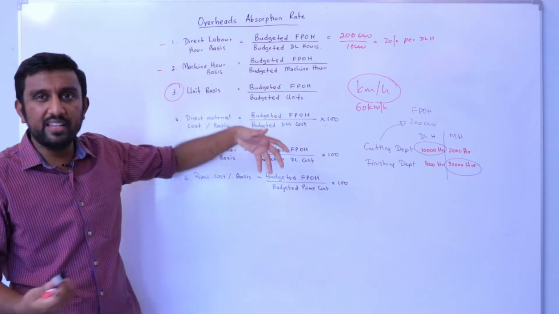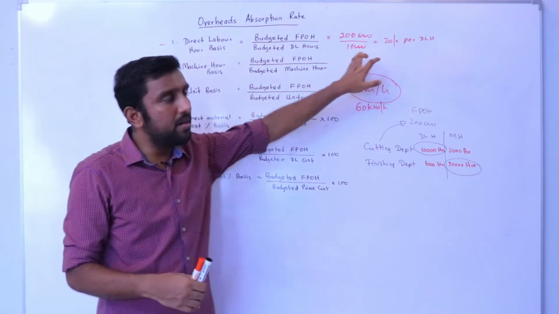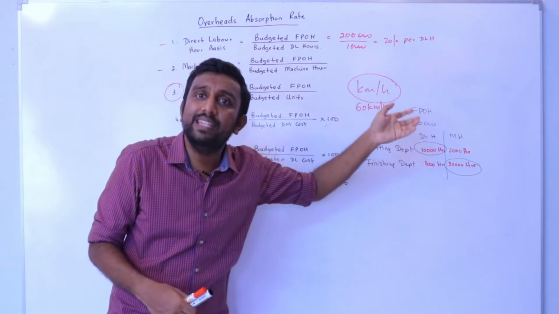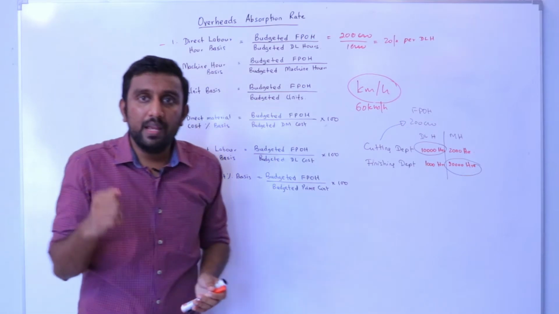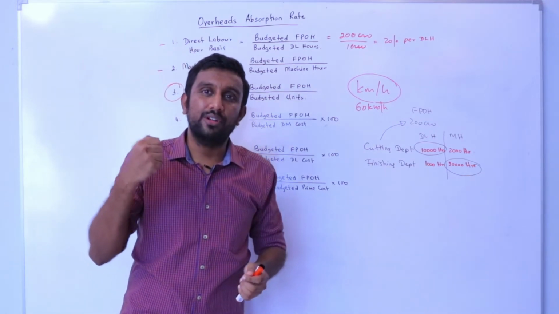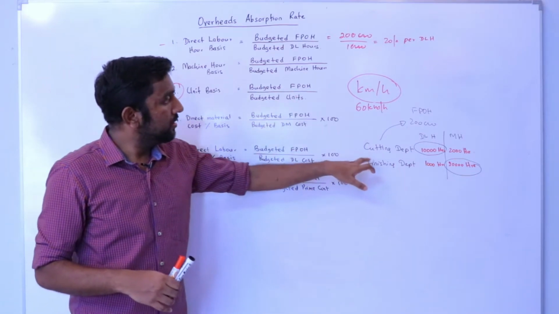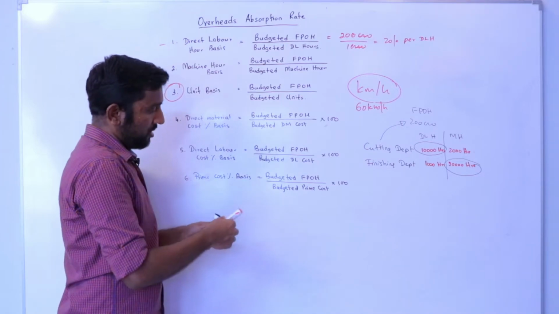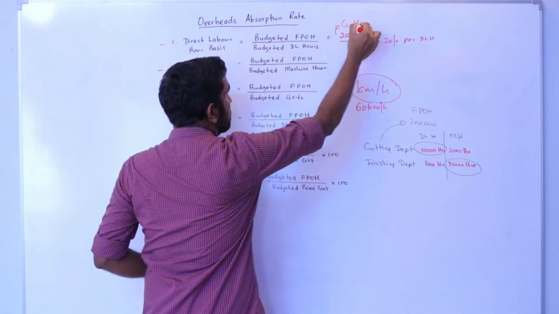So if you divide by units, you get the answer for a unit. If you divide by hours, you will get the answer for an hour. If you divide by minutes, you will get the answer for a minute. So this is for the cutting department.